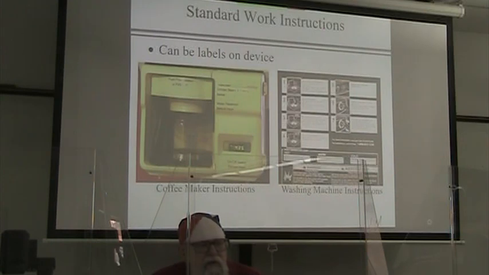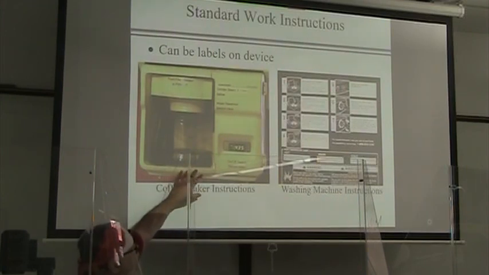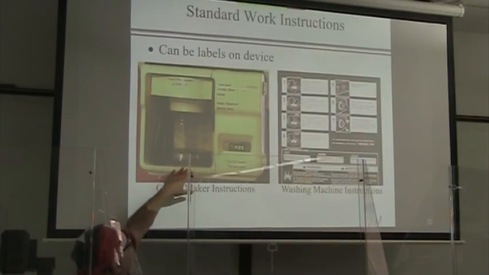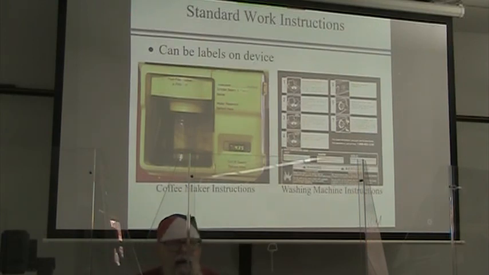All right. So standard work instructions, very often it's some kind of a label on the device, right? It might be a very simple label. It might be kind of complicated. So for example, here's another shot of that coffee maker I had, that tells you where things are and what they do. This is actually from an old washing machine that I had a long time ago, right? Where it went through how you use the washing machine.